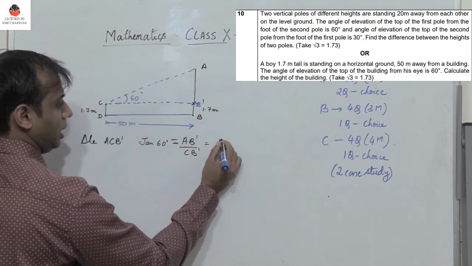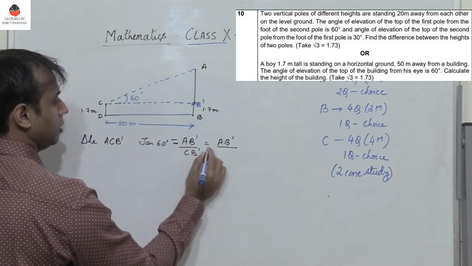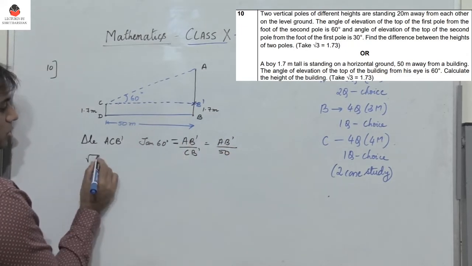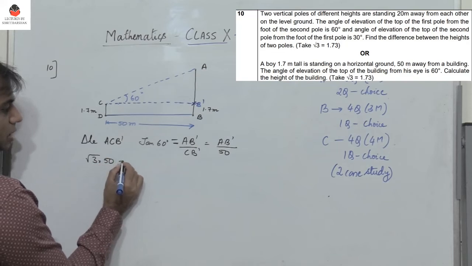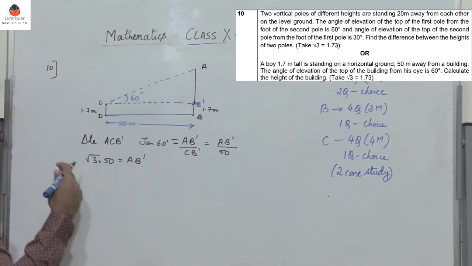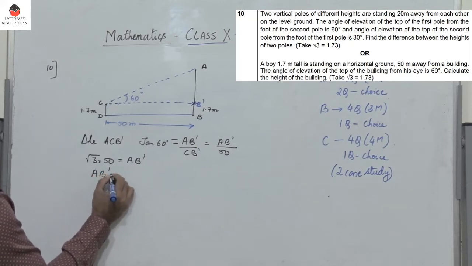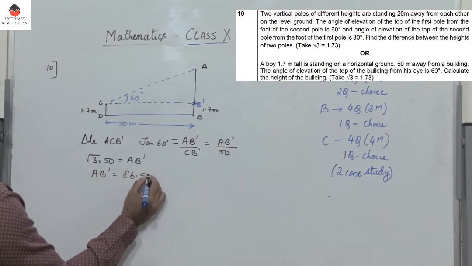So AB dash is divided by 50. So what is AB dash? It is tan 60, which is root 3, into 50 equals AB dash. So again, assume that root 3 equals 1.73. So we get the value of AB dash equals 86.5 meters.